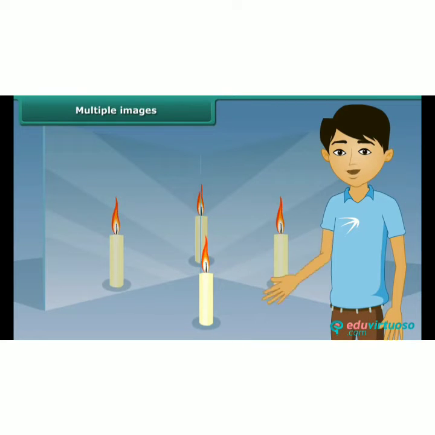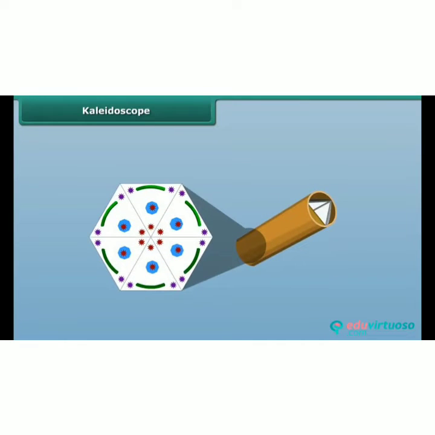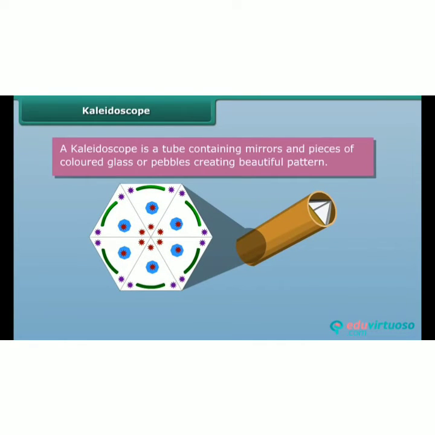This is how multiple images are formed in a mirror maze that we all enjoy going through. What is a kaleidoscope? It is a tube containing mirrors and pieces of colored glass and pebbles. As the viewer looks into one end, light entering the other end creates a colorful pattern due to the reflection of the mirrors when rotated. Let us perform an activity to make a kaleidoscope.